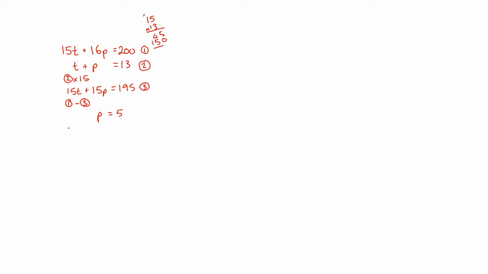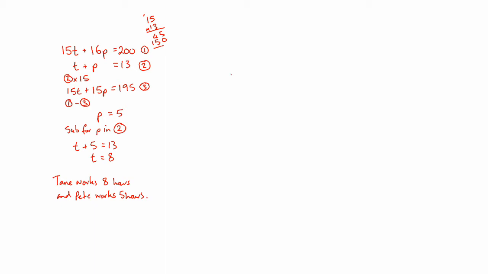Okay, so now all we need to do is substitute for p. We're going to substitute into equation 2. So we know that t plus 5 for Pete is equal to 13. So t is equal to 8. So we can write our final answer here: Tane works 8 hours and Pete works 5 hours. Okay, that will get them the exact amount.